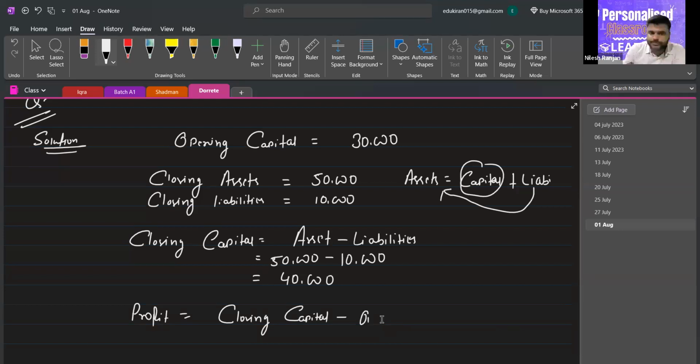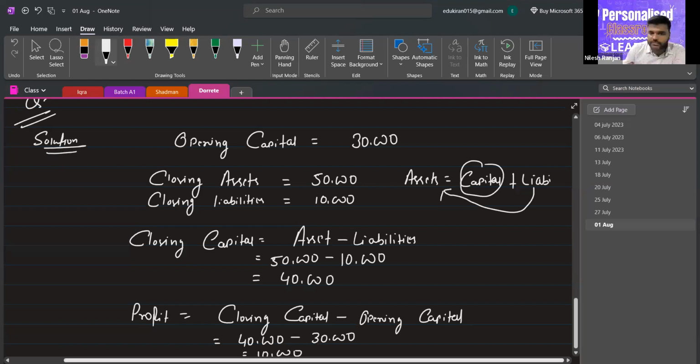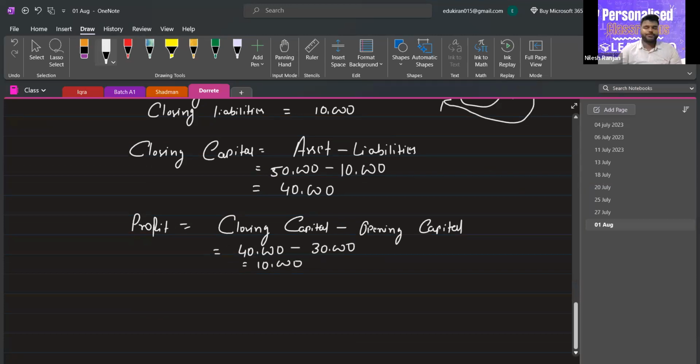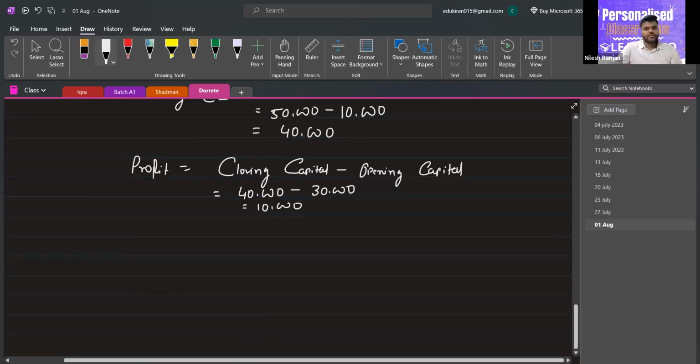Okay. So closing capital minus opening capital. Closing capital is 40,000, opening capital is 30,000. So our profit will be 10,000. Is this clear? Yes, sir. Clear, sir. Good. So this is our second portion.